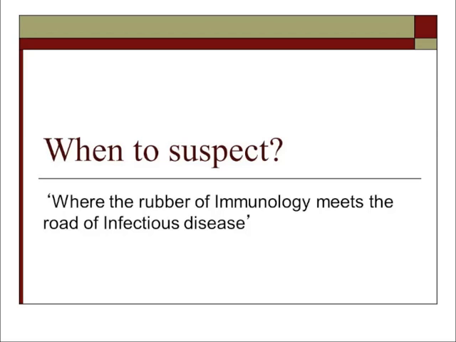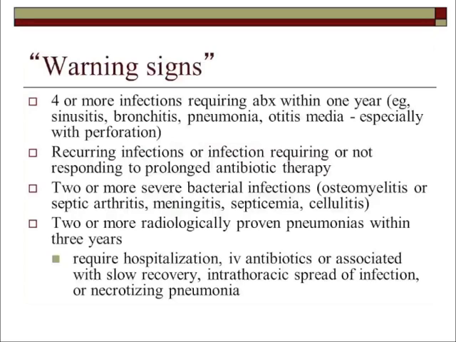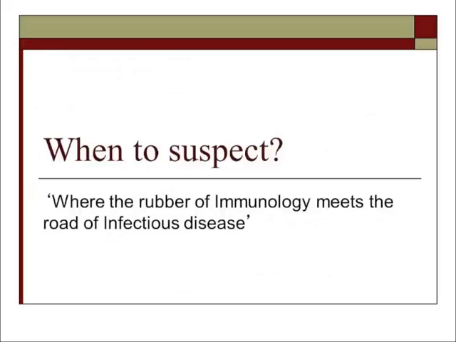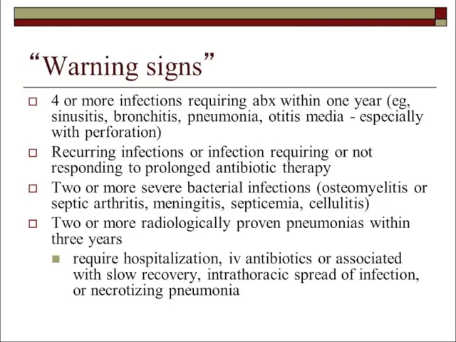So when to suspect primary immunodeficiency. This is sort of where you get tested, right? The moment of truth is being able to identify this patient. Some of the warning signs are going to be 4 or more infections that require antibiotics within 1 year. And these infections are going to be sinusitis, bronchitis, pneumonia, otitis, etc. Recurring infections or infections that either did not respond to prolonged antibiotic therapy or they required prolonged antibiotic therapy. So either or.